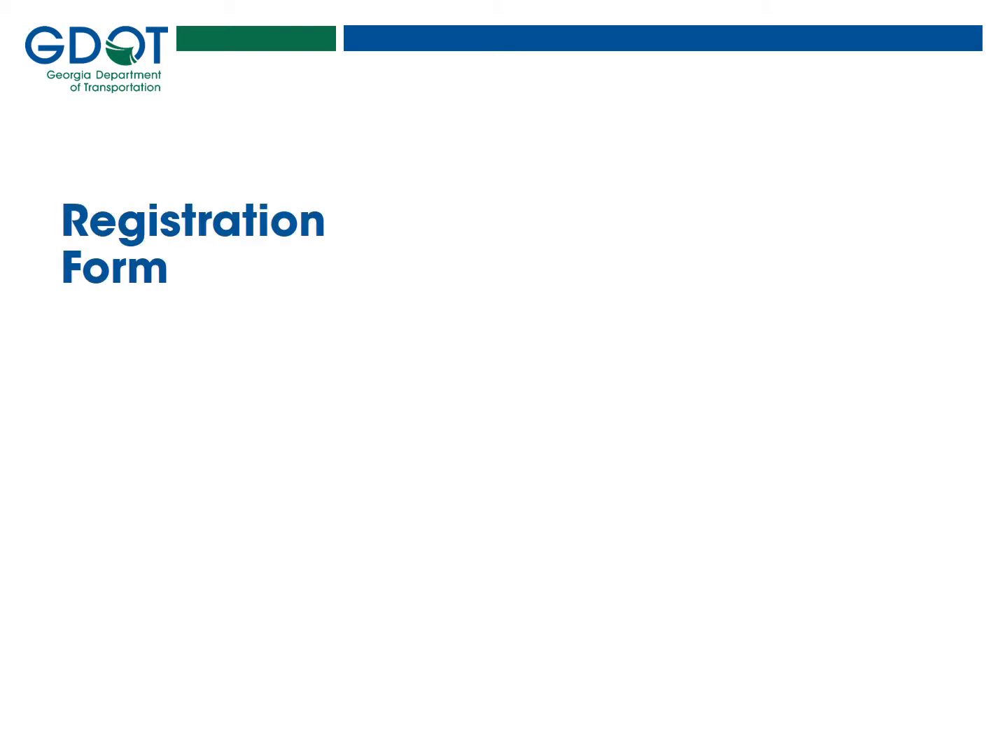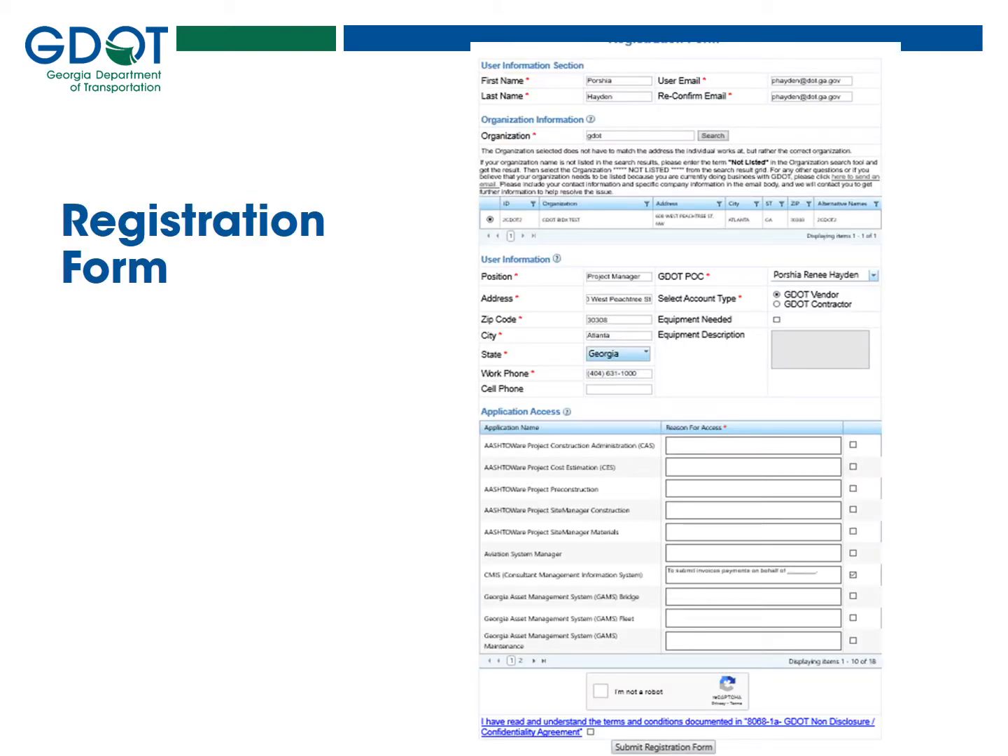Once you are ready to proceed to the registration form, the link should take you to a screen similar to the screenshot provided. It is recommended that the person submitting the invoices on behalf of the local sponsor should register the form and have access to CMIS. The following information will need to be provided: the first name, the last name, the user email.